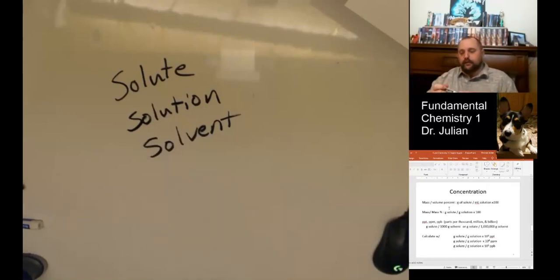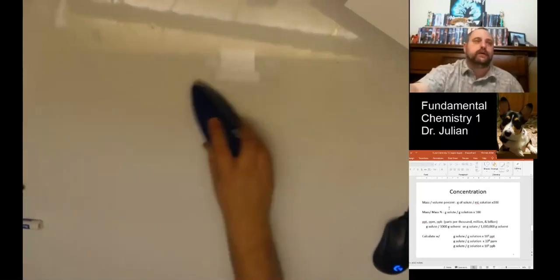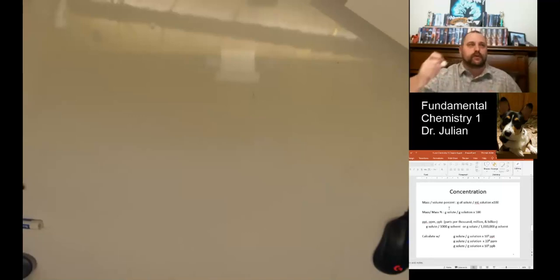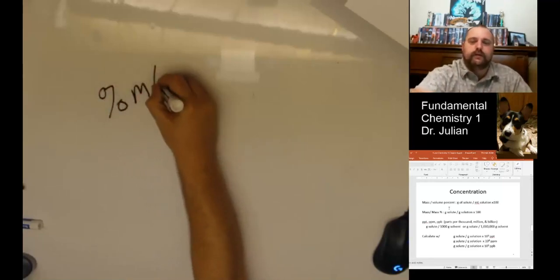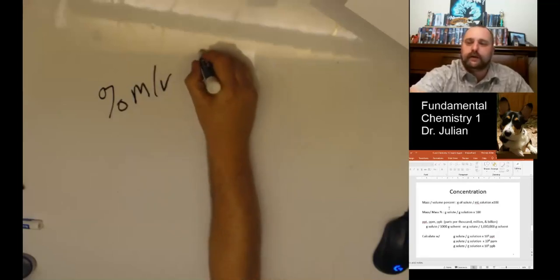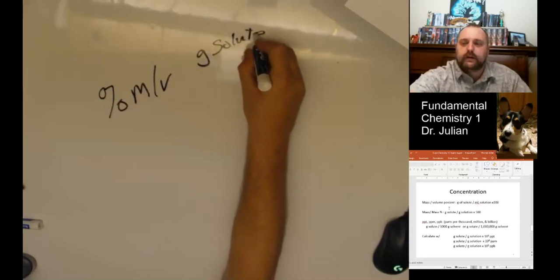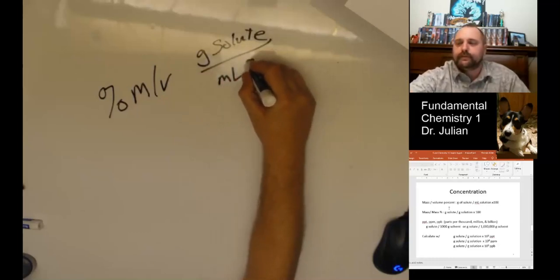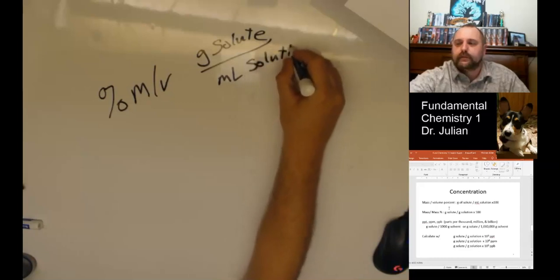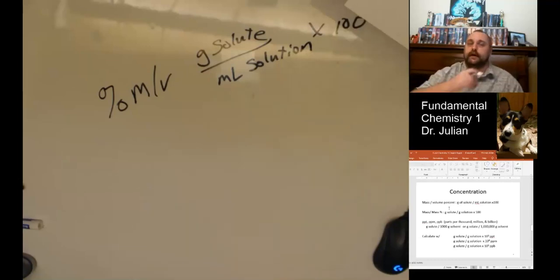All right. So when we're doing these equations, I give you these. You don't have to memorize them. The first one up is percent mass over volume, percent M over V. It says take the grams of solute over milliliters of solution, and then times 100. Anything with percent, it's got this times 100.